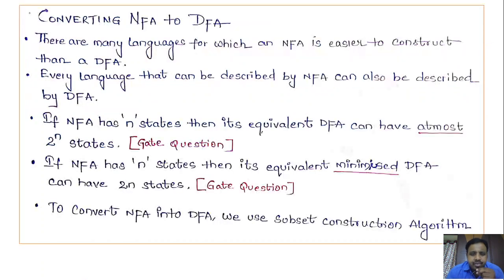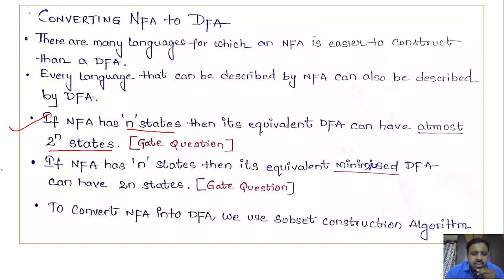We have seen that while converting the NFA into the DFA, the number of states will increase. If you consider point number 3, if an NFA has n states, then its equivalent DFA can have at most 2 power n states. This is one of the most important points here, and one of the questions that may be asked in the GATE examination.